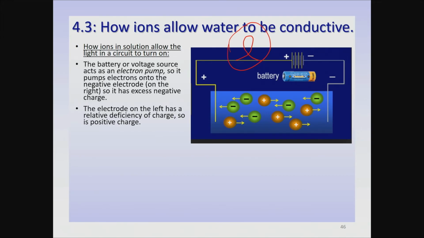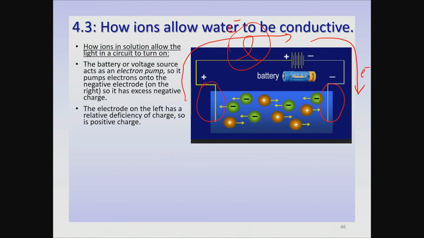Now, let's just pretend for a moment there are no ions there. It's just pure water. So what does the battery do? Well, you can think of the battery as an electron pump. What it'll do is pump electrons toward the negative electrode like this. So electrons are heading toward the negative electrode, and they come out of the positive electrode like this. So the battery gives the electrodes either an excess of electron charge, so it's going to be negative charge on the right side, and a deficiency of electrons on the left side, and so that will be positively charged. Again, pretend there are just no ions in the water here.